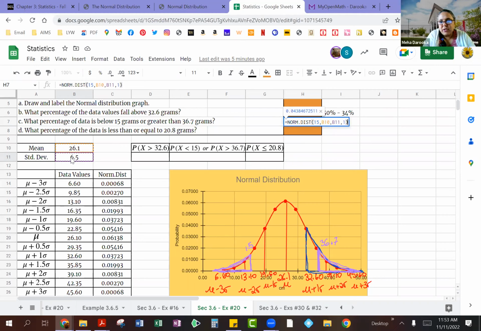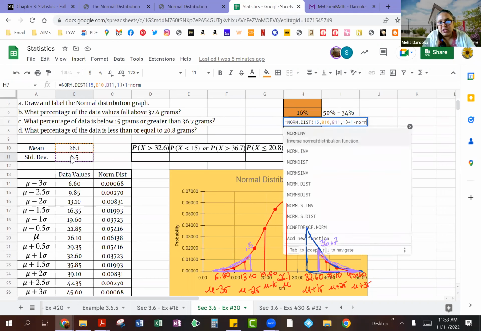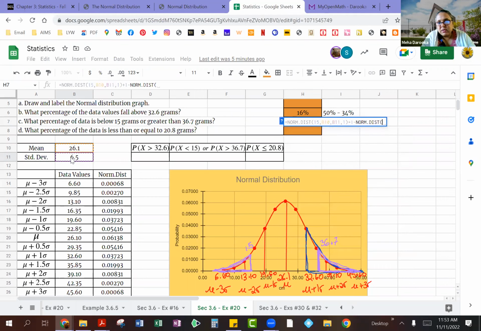Okay, then you are going to do plus 1 minus, and then we do the norm dot distribution function again. So norm dot distribution, this time we go with the higher value, which was 36.7. Again, comma, the mean, 26.1, comma, standard deviation 6.5, and then again for the last argument we put a 1. And by default you are going to get a decimal answer, guys.